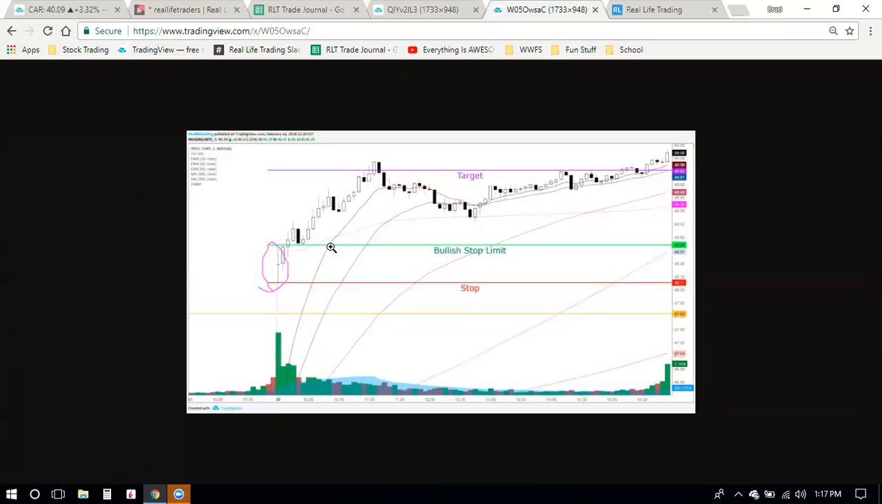So again, the entry was about 3 pennies above the high of that first 5-minute candle. The stop was 1 penny below, and yeah, we got 2R on that one. So that's how I trade that one.